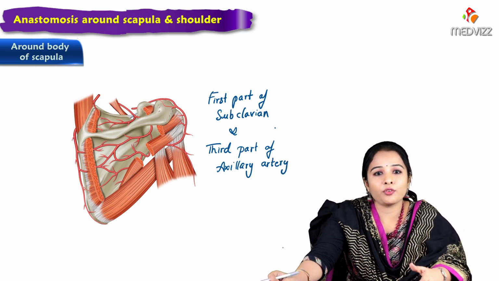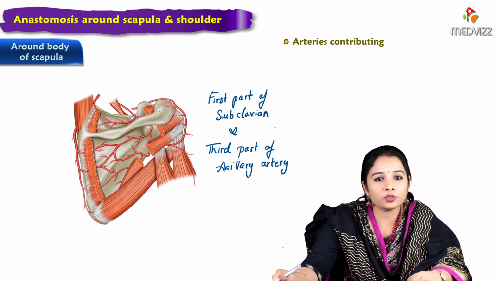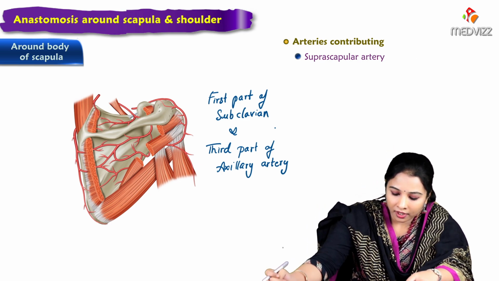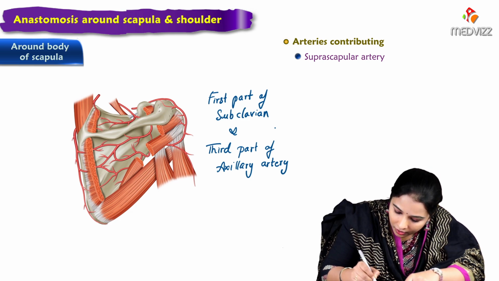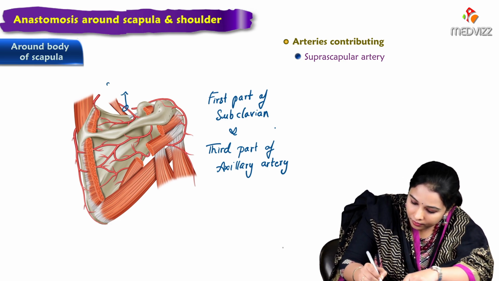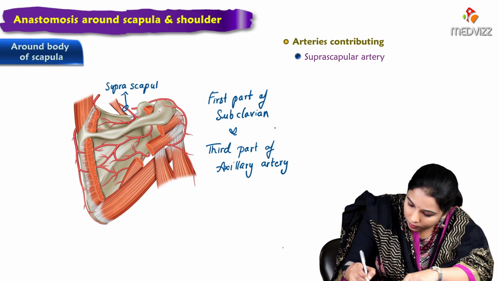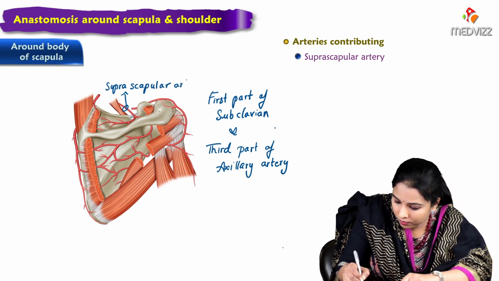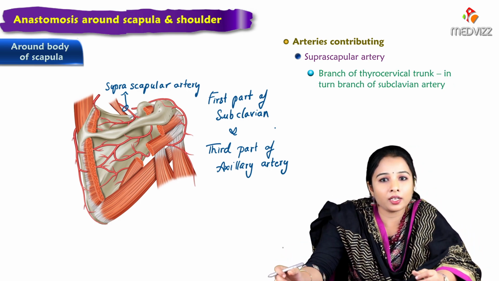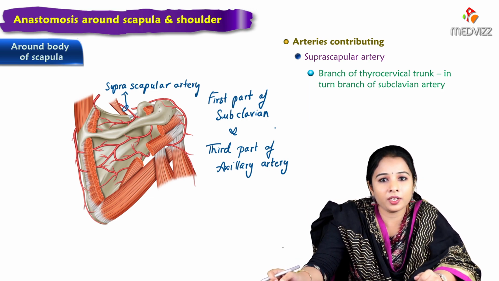So let's see how it forms. The arteries contributing to this scapular anastomosis include the suprascapular artery. The suprascapular artery runs above the suprascapular notch. This one is the suprascapular artery. It is a branch of the thyrocervical trunk, which is in turn a branch of the subclavian artery.